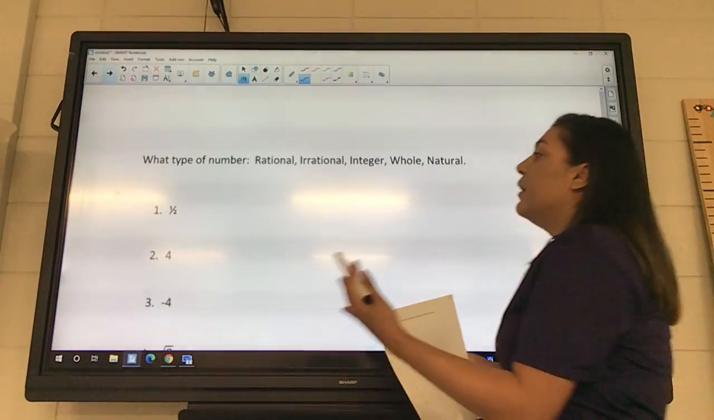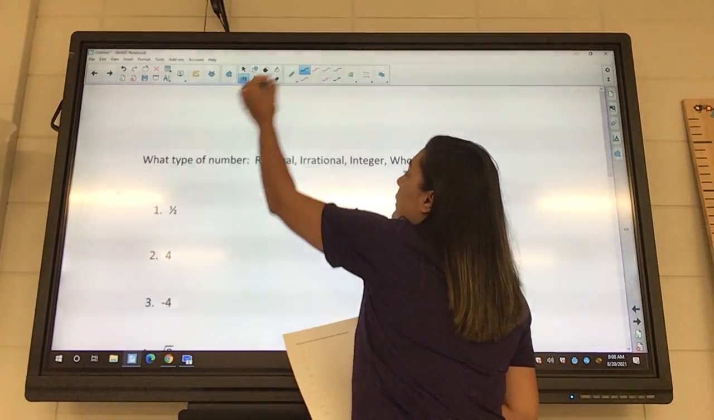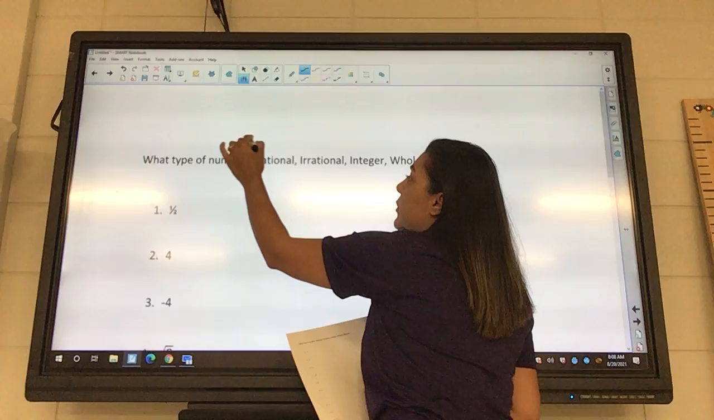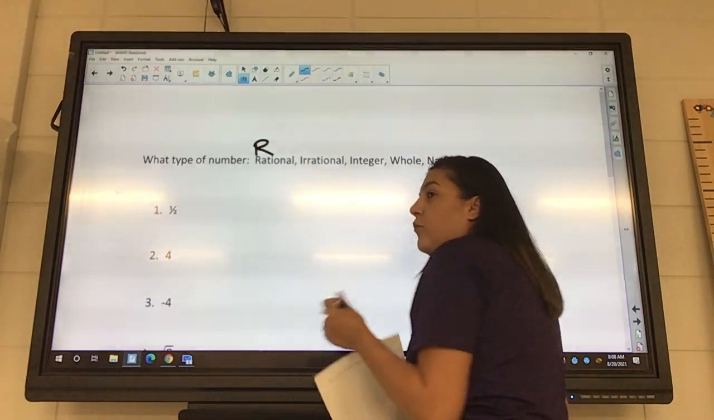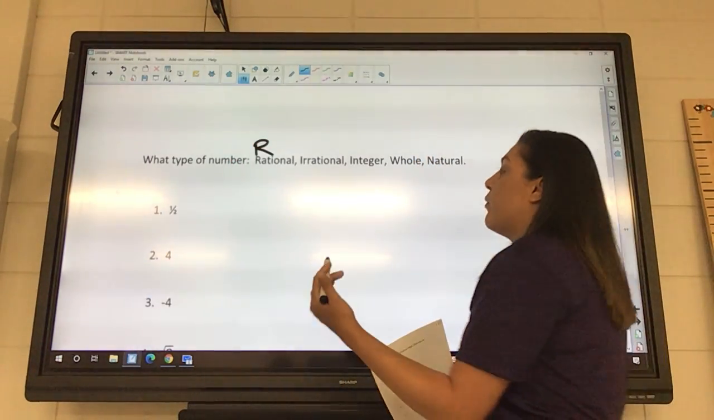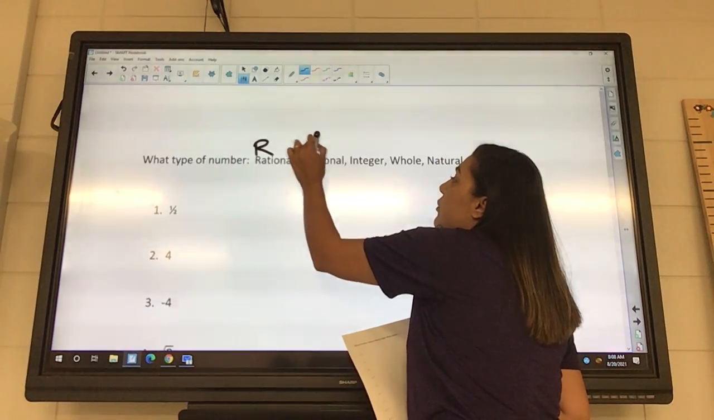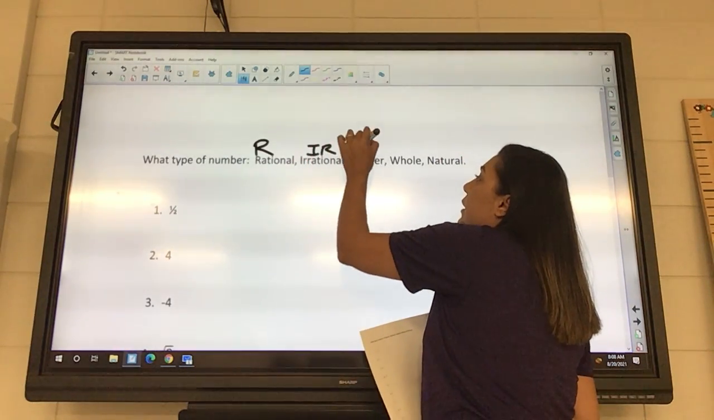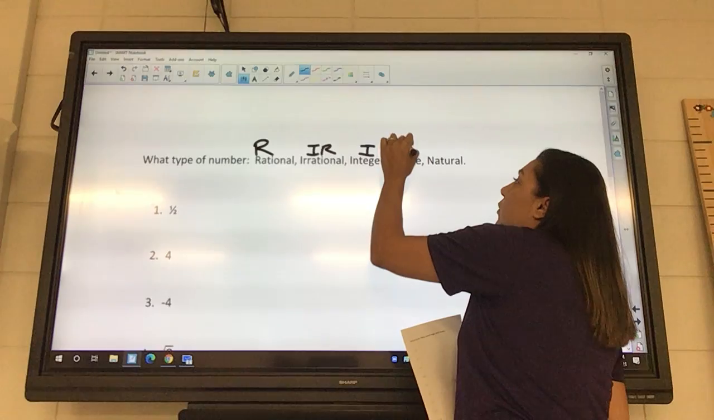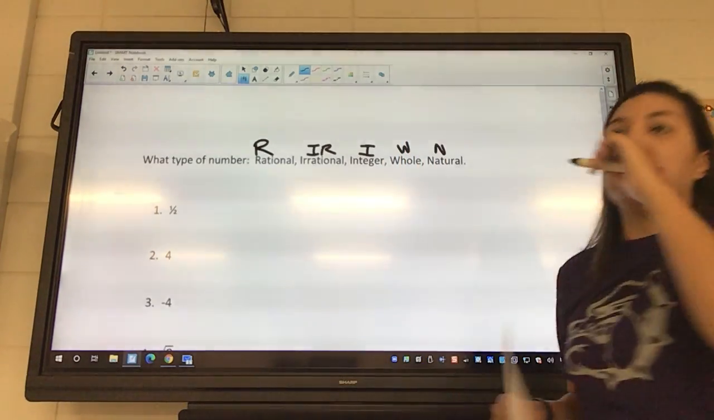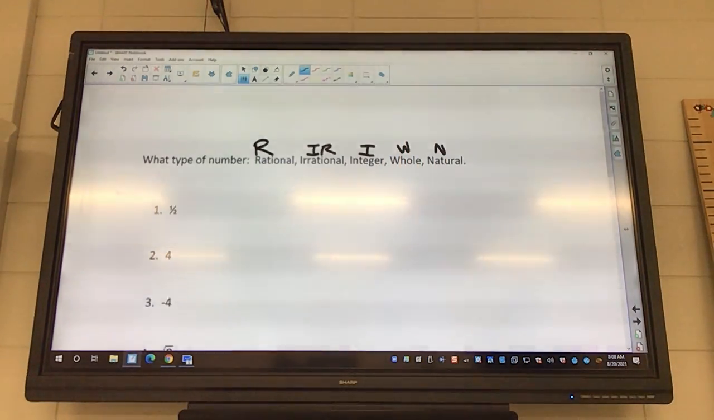So instead of writing these all out, I often do this. You can if you want to, but make sure you're using the right letters. Instead of spelling out the word rational, I put R. Irrational, we say IR. Integer, we say I. Whole, I say W. And natural, I say N. You can write it out if you want to, but that's a lot of writing, because some of these are going to have all 4.